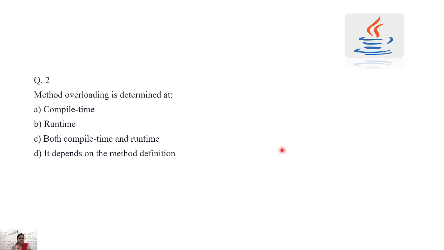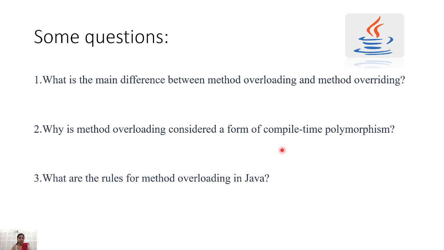The second question is, method overloading is determined at compile time, run time, both compile time and run time, or it depends on the method definition. What will be the answer? Yes, because method overloading is compile time polymorphism. So method overloading is determined at compile time.